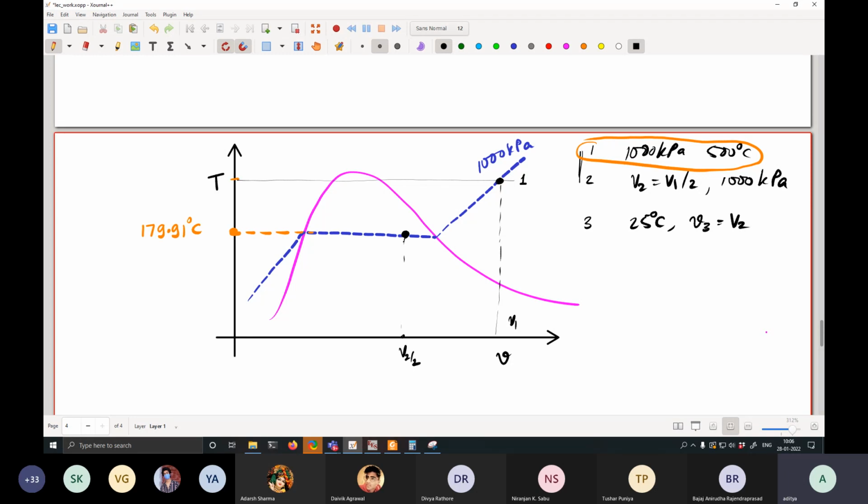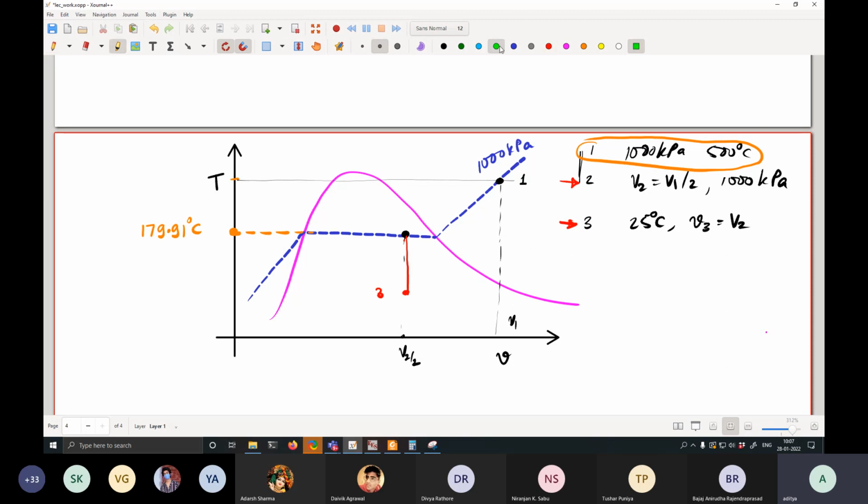And point 3, where will the process go? Point 3? Half to the original volume? No, this is already done. This is already halved. Point 3 is not a volume halving process. No, sir, it is constant. So what will we draw? Isochoric process. Very good. So it will go like this. This will be point 3. Yes?